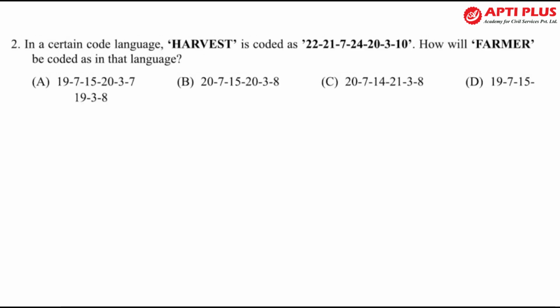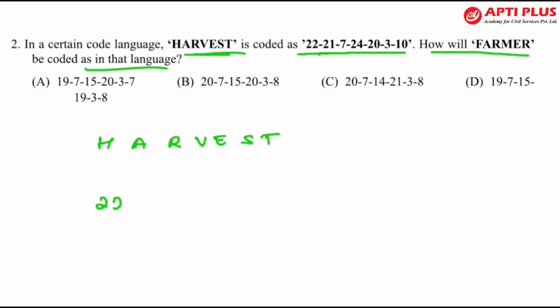Next important question is, in a certain code language, harvest is coded as this. Okay, so these are the numbers of how harvest will be coded, and how will farmer be coded in that language? Okay, so let us write harvest here, HARVEST, and the numbers given are 22, 21, 7, 24, 23 and 10. Okay, so these are the numbers.